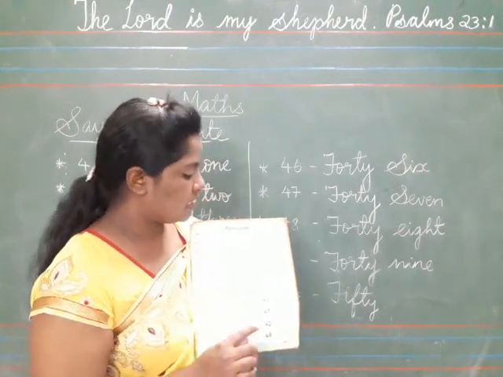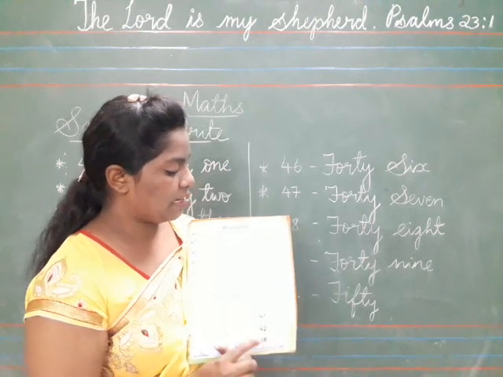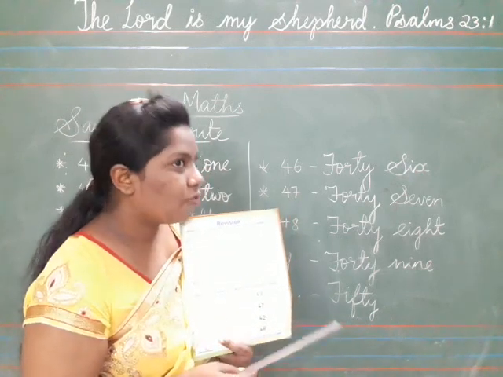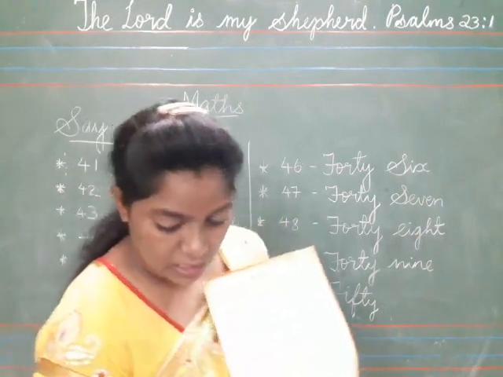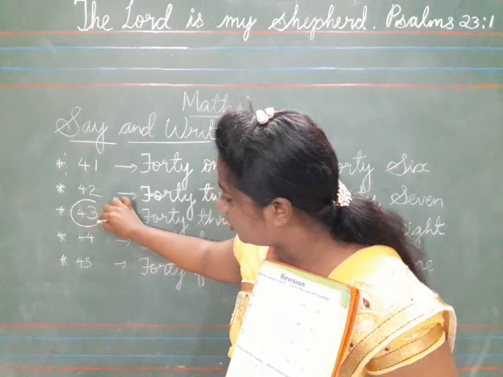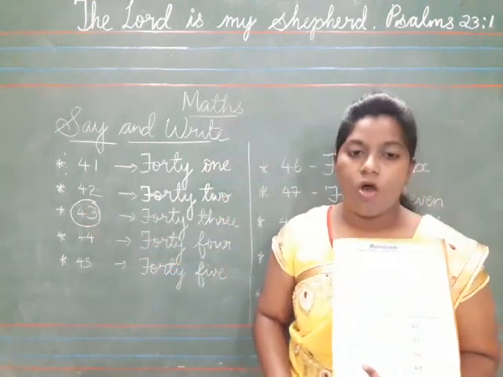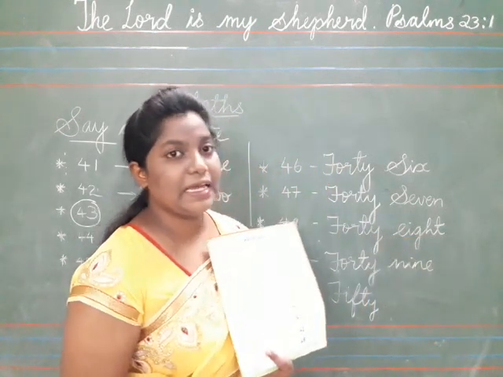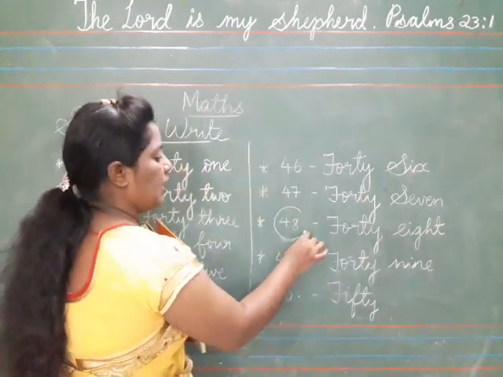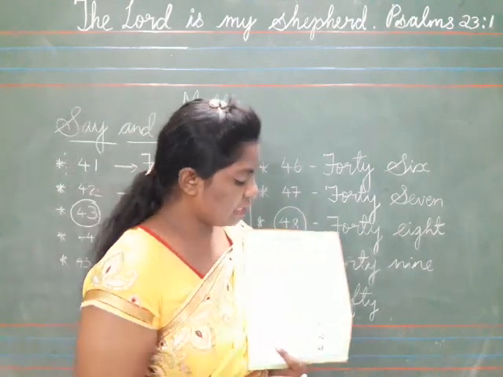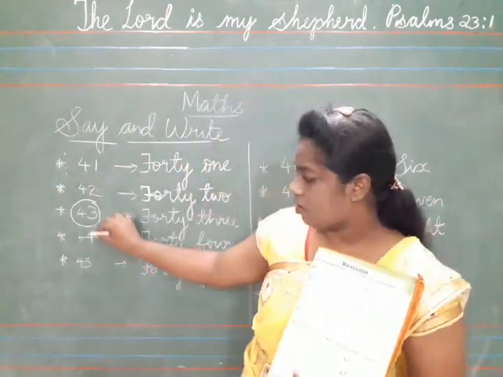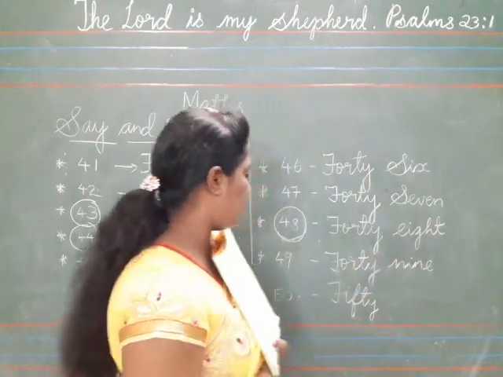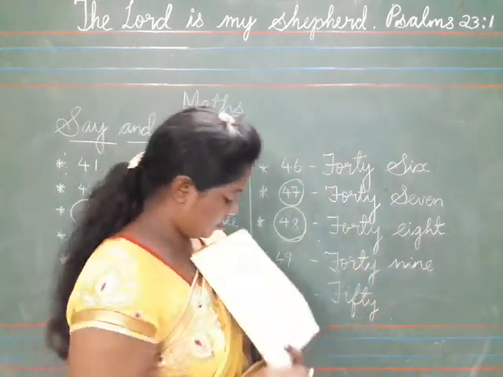What is the next one? Circle the correct number. They have given 43. 45 or 43? 43. So you should circle 43. The next one, 48. F-O-R-T-Y, 48, E-I-G-H-T 8. So you should circle 48. Next one, 44, you should circle 44. The next one, 47. Circle four numbers.